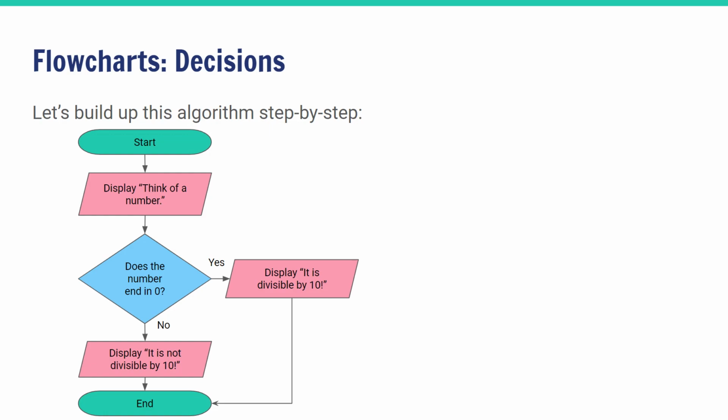So to summarize, we've gone through how we can use the decision shape to let our algorithms ask a yes or no question, and then depending on the answer to that question, yes or no, we can have these arrows that come out of the diamond shape, and then our algorithm can follow two different paths depending on the answer to that question.